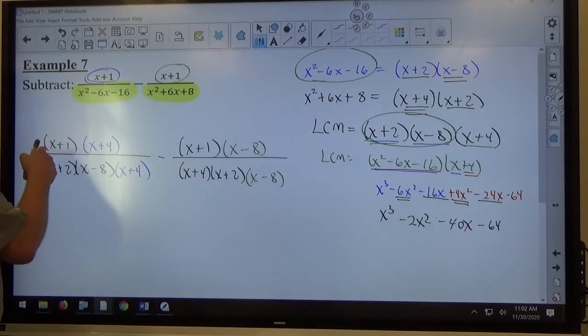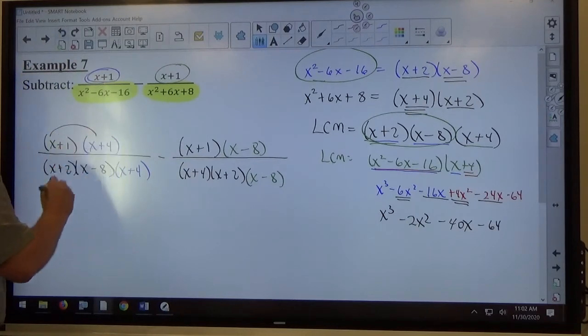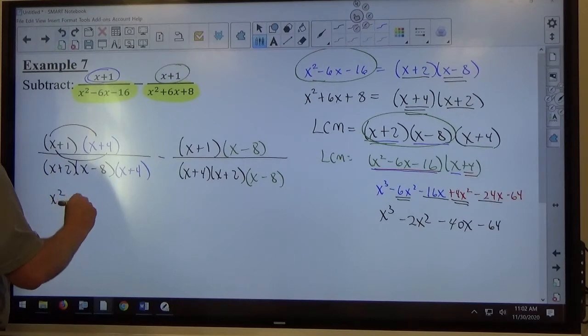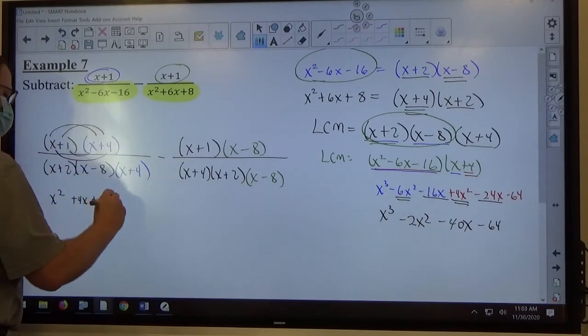On top here, I've got binomial times binomial, which requires FOIL. So x times x is x squared. X times 4 is plus 4x. 1 times x is plus 1x. 1 times 4 is plus 4.